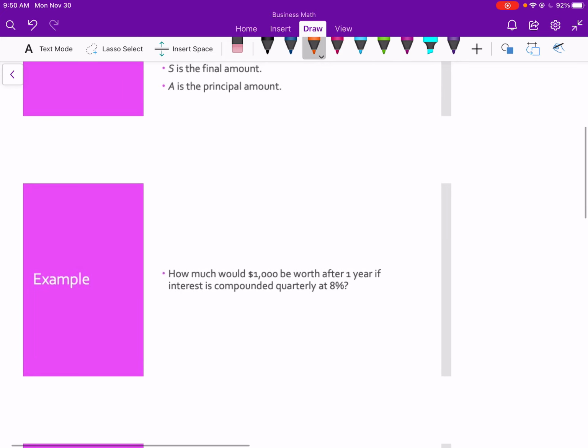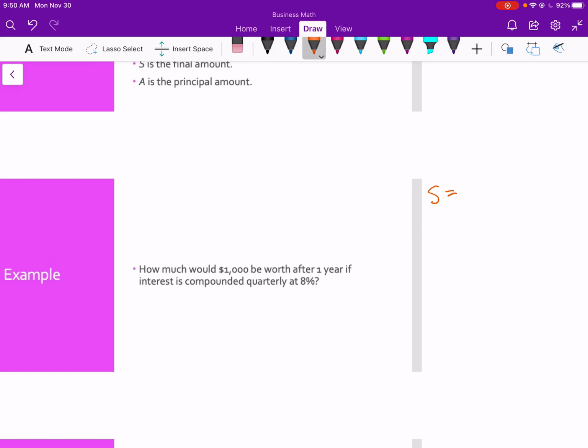So how much would $1,000 be worth after 1 year if interest is compounded quarterly at 8%? So we want to find the end value. So S equals, A is how much we put in, so 1,000, times 1 plus, I still like to do it with R over N to the NT. So 0.08, that 8% interest compounded quarterly, so 4 times a year. And then 1 year, so it's just 4 total compounding periods. So we can plug that into our calculator to get $1,082.43.